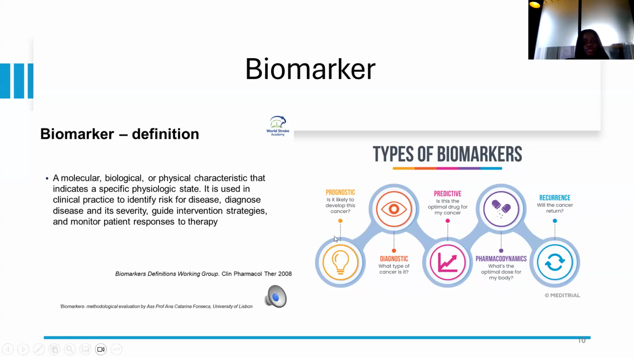And there are many different biomarkers that you can have within the cancer process. So we have here prognostic biomarkers, which say how likely a patient is to get cancer. Diagnostic biomarkers say what type of cancer it is. Then I'm mostly looking at predictive biomarkers, which help to get the optimal drug for the patient.